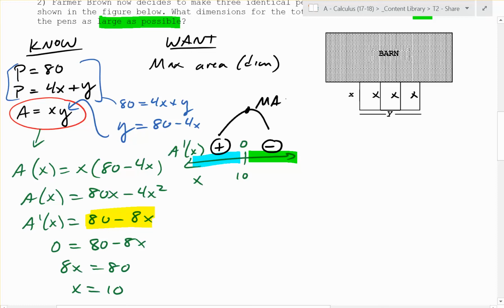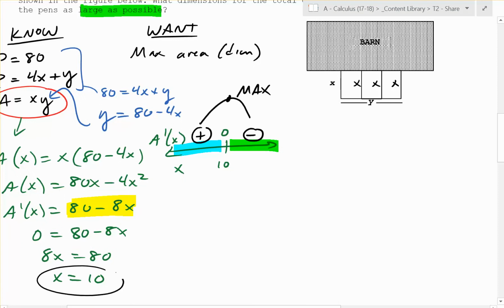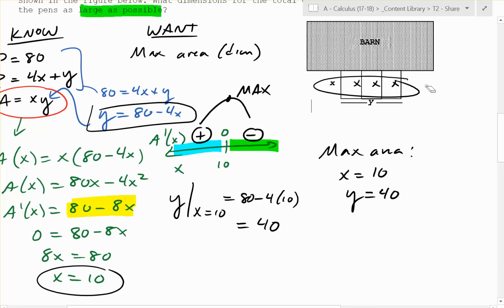It is a max. So what dimensions? Well, x is going to be 10. If we want y, we know y is equal to 80 minus 4 times 10, which is 40. So the max area is when x is 10 and y is 40. And you can check to see if this works. 4 times 10 is 40, 40 plus 40 is 80, so it's all of it.